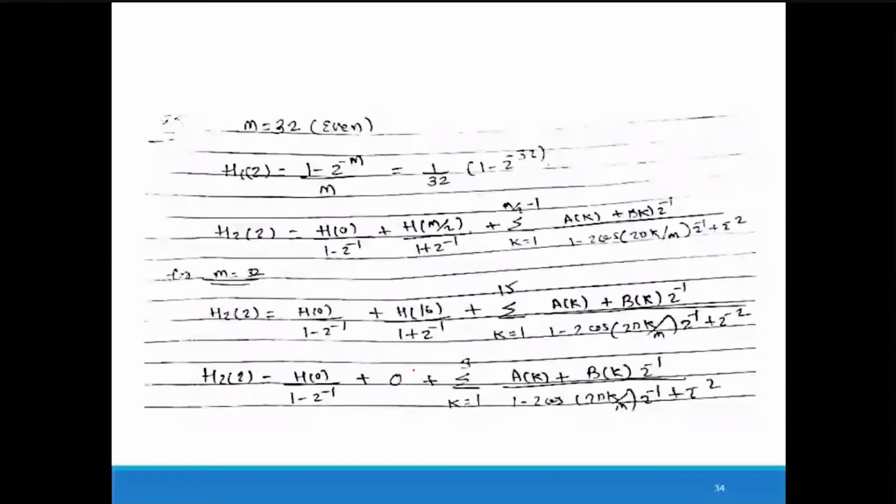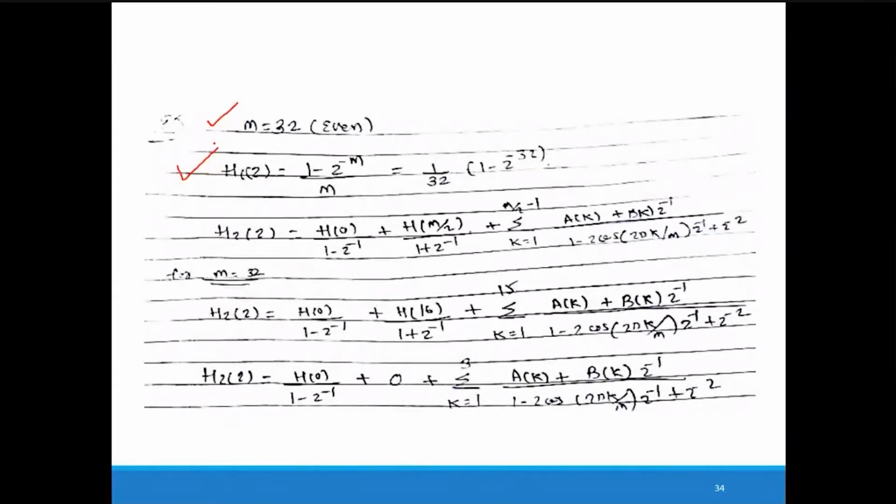Now just write down the solution for the frequency sampling realization. As m is equal to 32, this is an even term. So for H1(z), we write the equation 1 minus z raised to minus m divided by m. Here your equation will give you 1 by m, so 1 by 32 into 1 minus z raised to minus 32. This is nothing but the first coefficient, that is H1(z). Okay, now in H2(z), what happened?